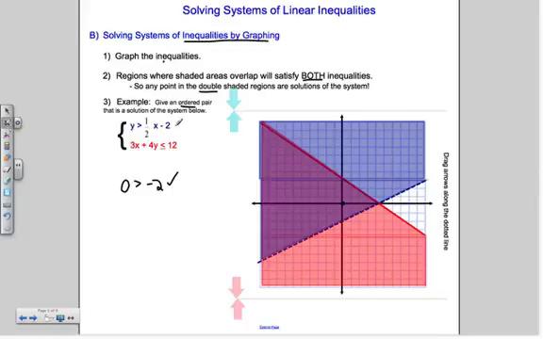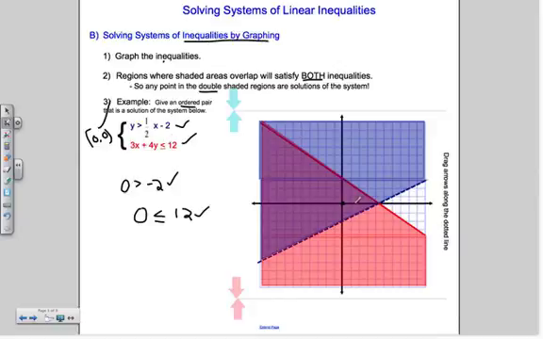We saw that it works for this one. Let's see if 0, 0 would work for this. It would be 0 times 3, which is 0, plus 0 times 4, which is 0. Is 0 less than or equal to 12? Yeah, bing, so it's a solution for both of these, so therefore 0, 0 is one solution for both, for the system.